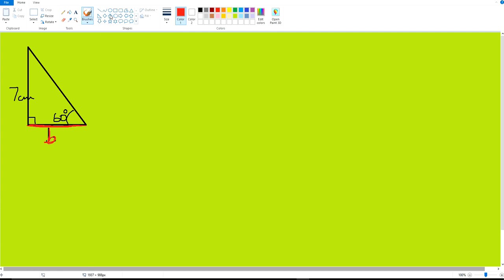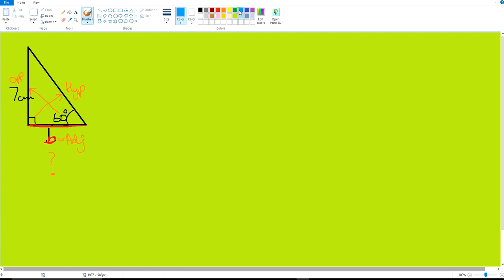Let's start off by labeling our diagram. Opposite the angle is called the opposite. Opposite the right angle, we call it the hypotenuse. And the leftover side, which is B, is called the adjacent. Now, we want to work out the adjacent, and we have the opposite.